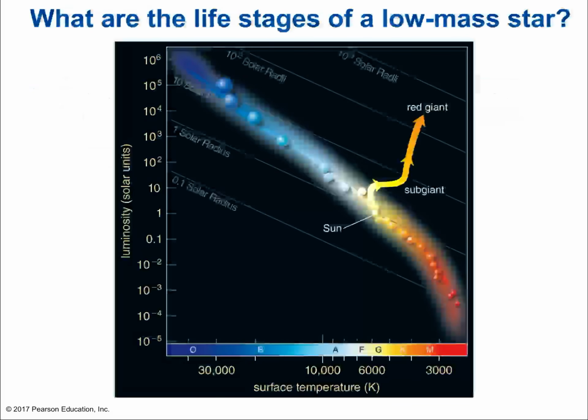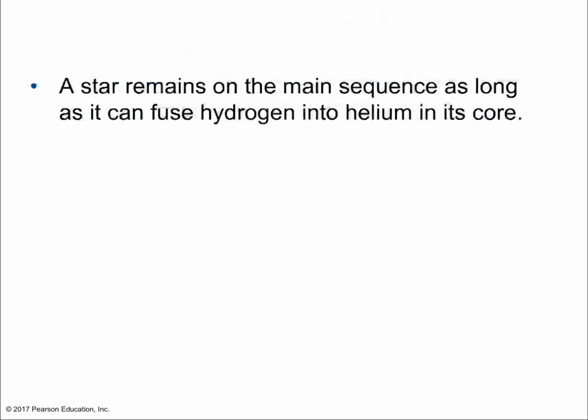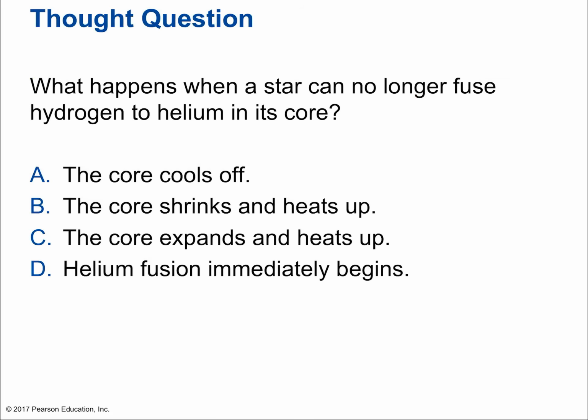This is showing the life stages of a dying low-mass star when it leaves the main sequence. Remember, the main sequence is where stars spend most of their lives, and when they leave the main sequence, that means they are dying. A subgiant and a red giant are forms of a dying low-mass star, but we'll talk about that. A star remains on the main sequence as long as it can fuse hydrogen into helium in its core.